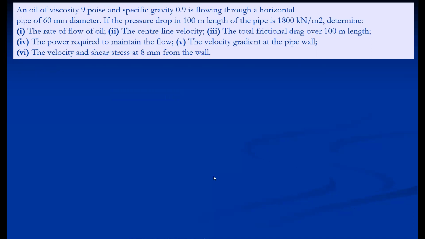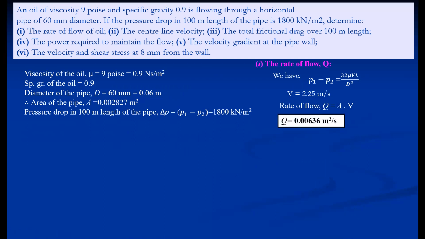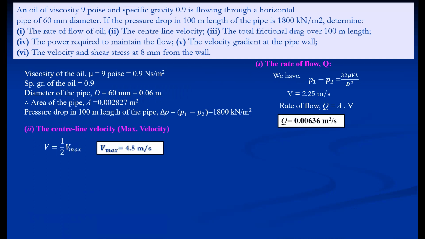If we write the given quantities and convert into appropriate units, the pressure drop P1 minus P2 is 1800 kilonewton per meter square. If you divide by 100, it becomes 18,000 Newton per meter square. For the rate of flow we require P1 minus P2 and the length is 100 meter. We can calculate the mean velocity, then we can obtain the rate of flow. The second parameter is the centerline velocity, which is the maximum velocity. So the relation between Vmax and mean velocity.